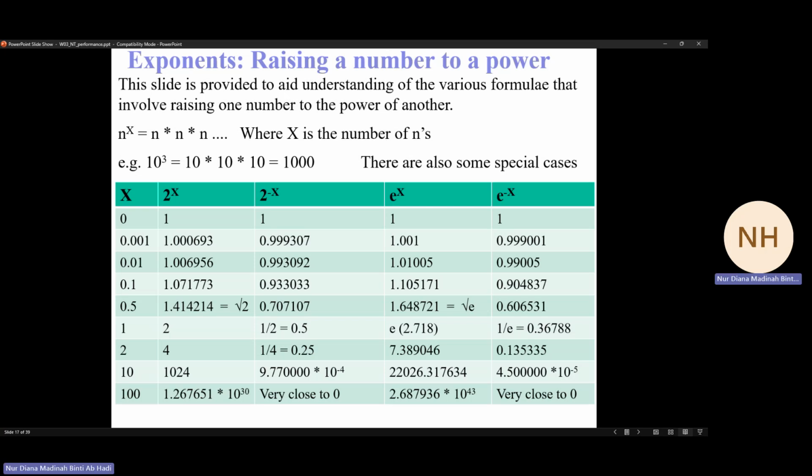So you can see below, if x is 0, 2 to the power of x would be 1. 2 to the power of negative x is also 1 when you replace x with 0. So 2 to the power of negative 0 gives you 1. But if you use 2 to the power of negative 1, you will get half. The same goes with exponents.